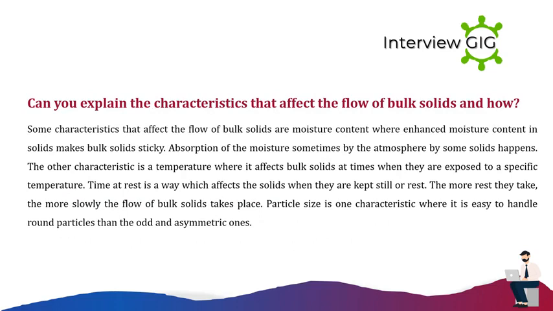Some characteristics that affect the flow of bulk solids are moisture content, where enhanced moisture content in solids makes bulk solids sticky. Absorption of the moisture sometimes by the atmosphere by some solids happens. The other characteristic is temperature, where it affects bulk solids at times when they are exposed to a specific temperature. Time at rest is a way which affects the solids when they are kept still or at rest. The more rest they take, the more slowly the flow of bulk solids takes place. Particle size is one characteristic, where it is easy to handle round particles than the odd and asymmetric ones.